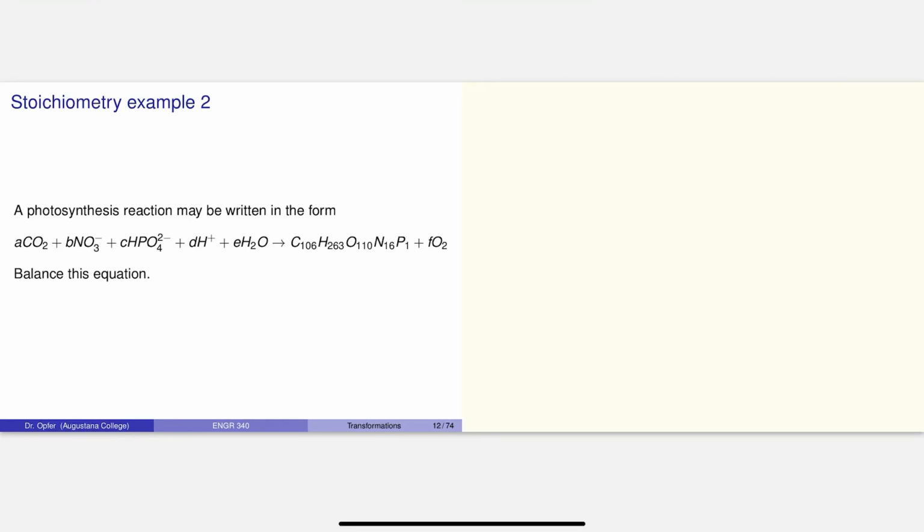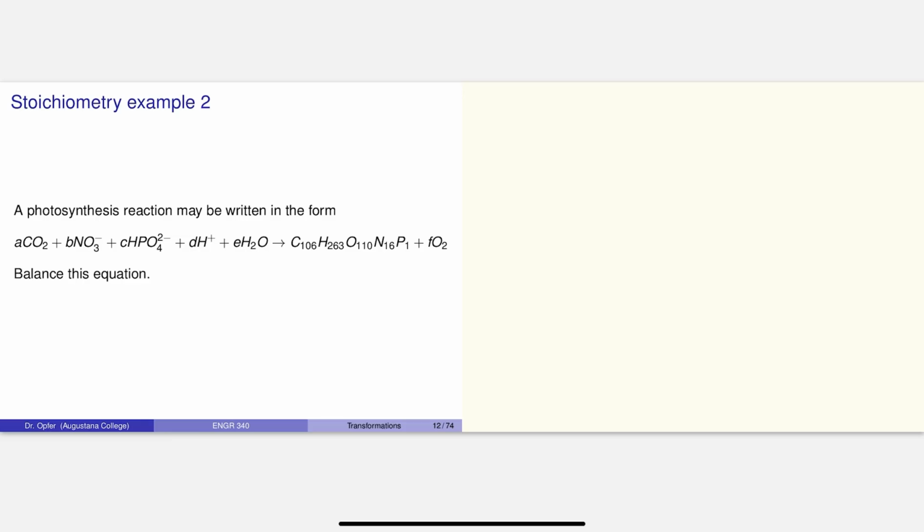All right, for stoichiometry examples, I'm going to skip right to example 2. So hopefully you've already gone through example 1 on your own. In this example, we have a photosynthetic reaction that may be written in the form a CO2 plus b NO3- plus c HPO4 2- plus d H+ plus e H2O goes to basically biomass plus f O2.